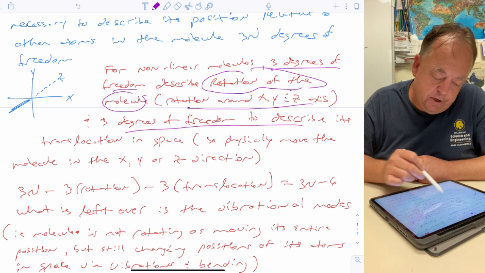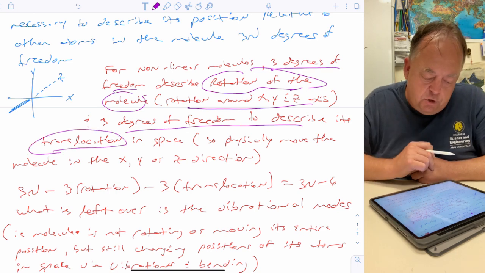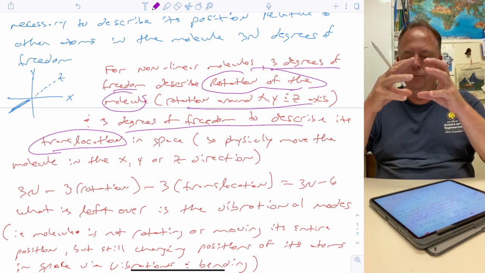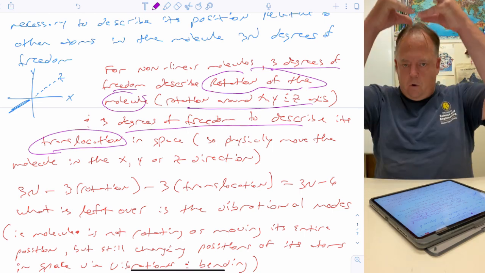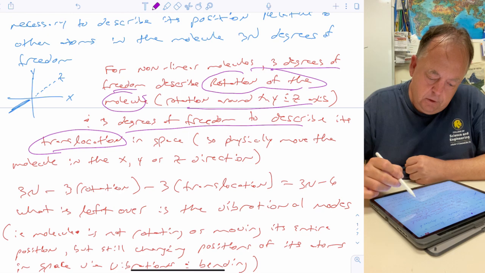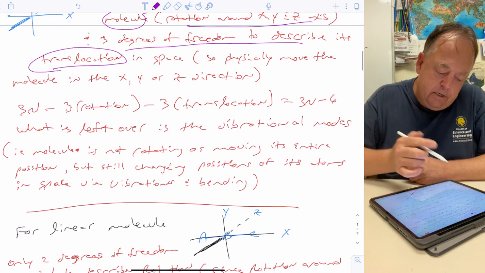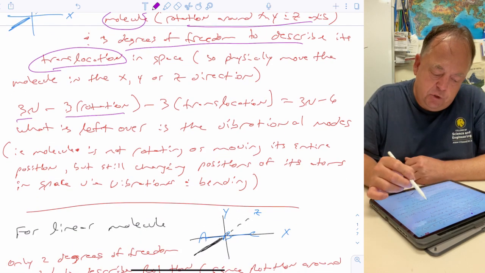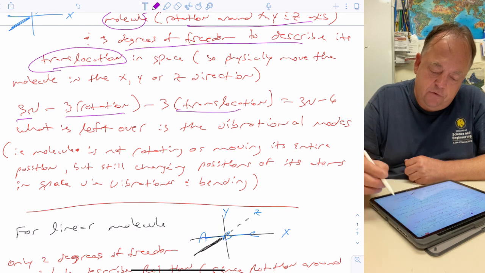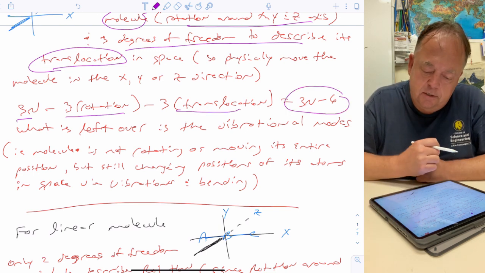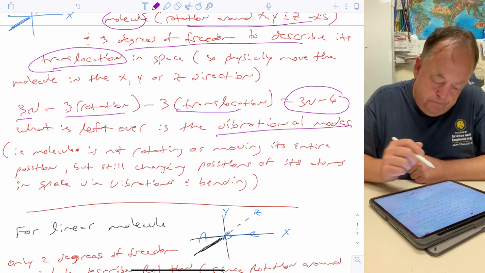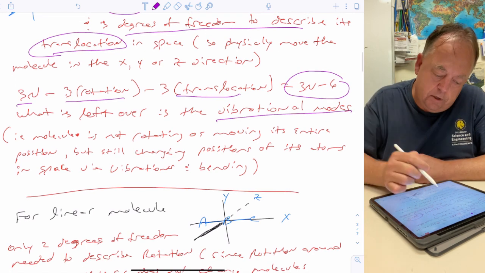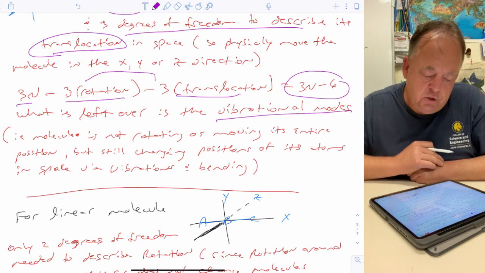Three degrees of freedom are ascribed to translation of the molecule. So actually moving the molecule, it can move in the x direction, the z direction, or the y direction. That gives you 3N minus 3 for translation, minus 3 for rotation. So 3N minus 6 is what's left over for the vibrational modes. The six are consumed by those rotations and translations.